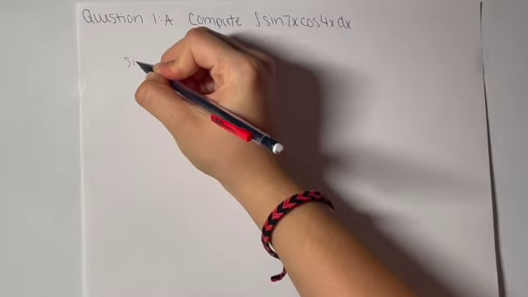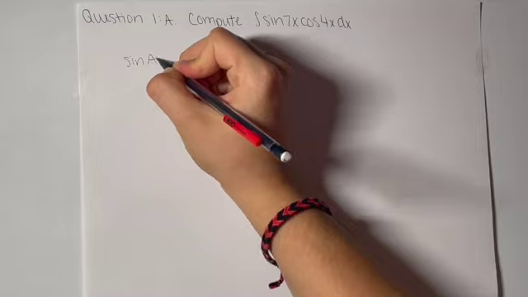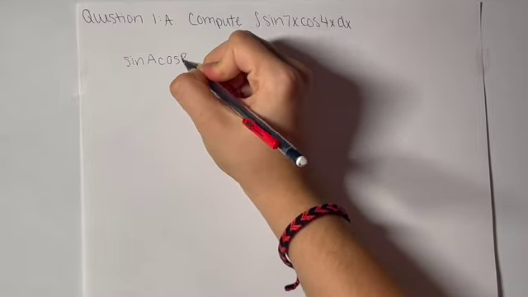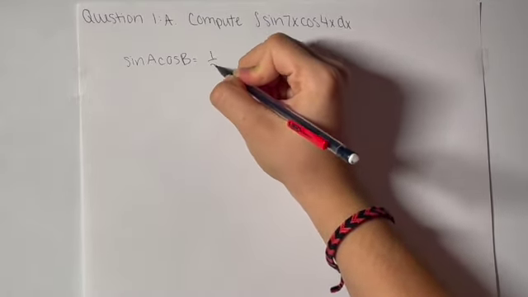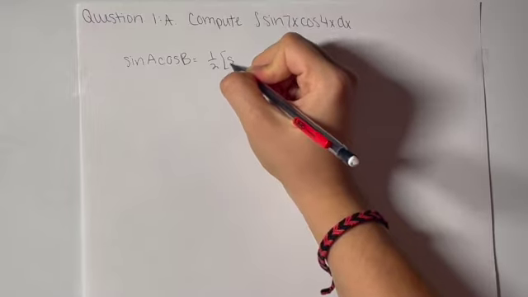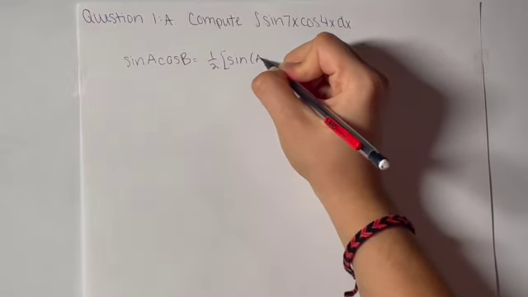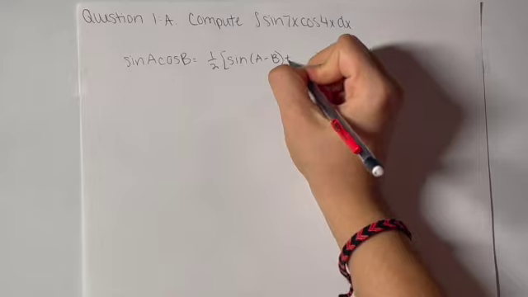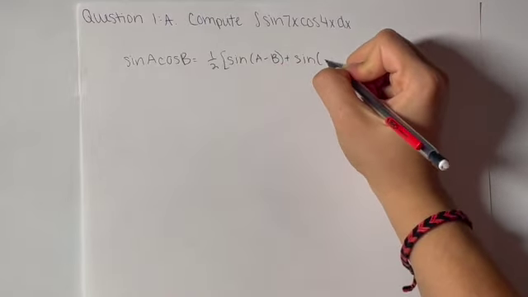For question 1, part A, we will be computing the integral of sine 7x cosine 4x dx. For this problem, we need to use a trig identity. We will use sine A cosine B equals 1/2 times sine of A minus B plus sine of A plus B.